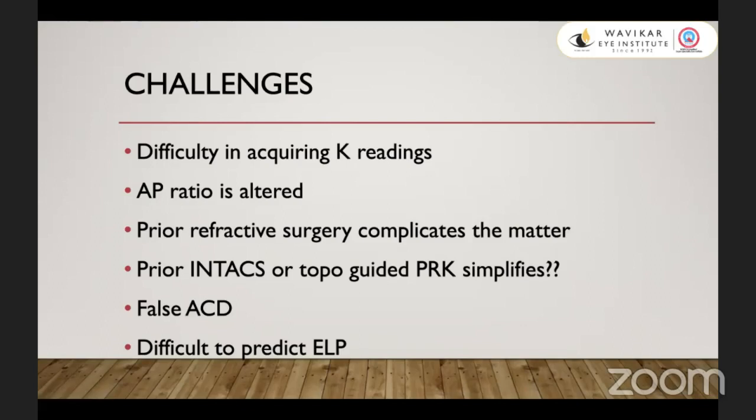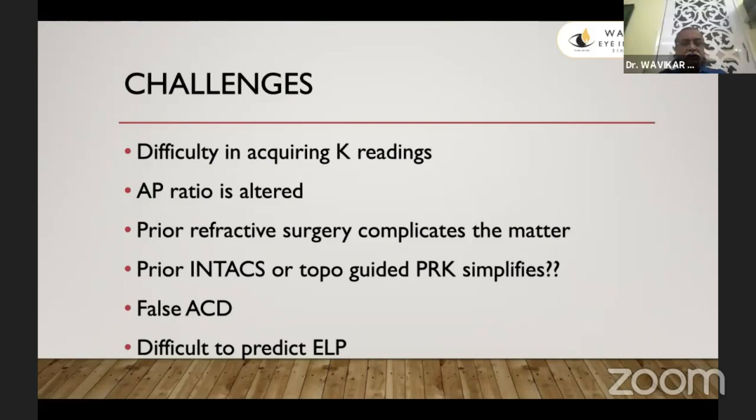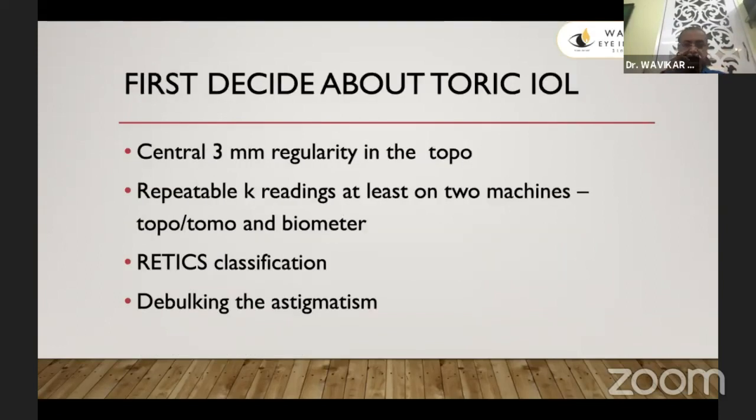There are many difficulties getting good K readings. Anterior posterior ratio of the corneal curvature is altered, which is normally typically 0.82. And prior refractive surgery complicates the matter because the AP ratio gets altered twice. Prior intacs or topo guided PRK probably simplifies the matter because the cornea becomes smoother, regular, and we are able to take K readings and make some sense for the central topo. Then because of all this, you can get a false ACD and difficulty predicting the estimated lens position.